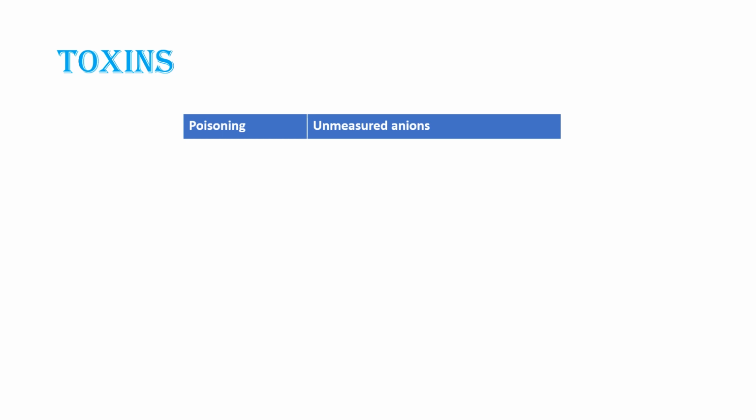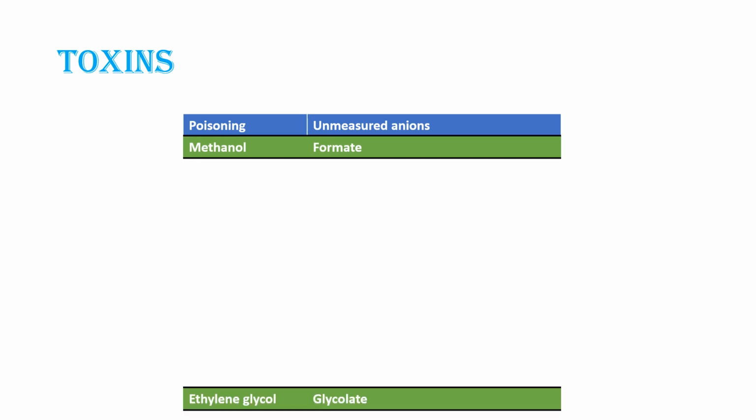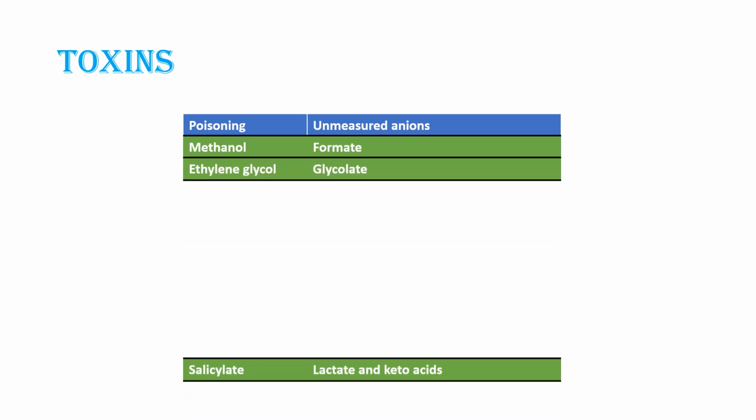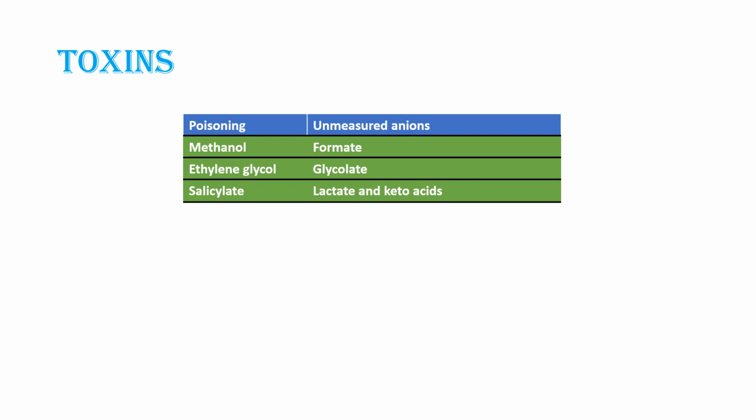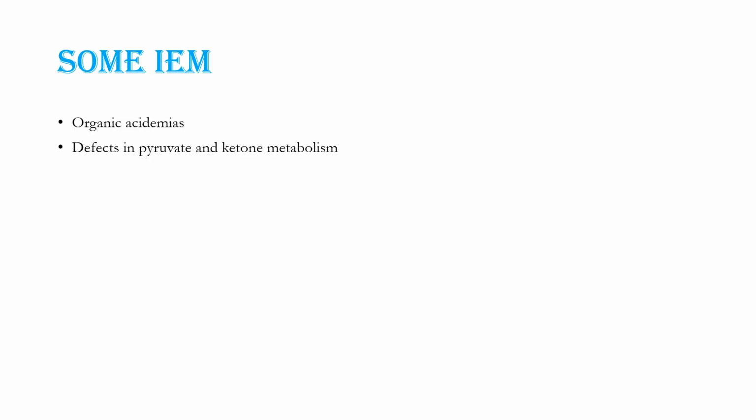Some kinds of poisoning also have unmeasured anions which lead to increased anion gap metabolic acidosis. For example, in methanol poisoning, formate is there, in ethylene glycol poisoning, glycolate is there, and in salicylate poisoning, lactate and keto acids are there. So in short, calculating the value of anion gap helps you to narrow down the differential diagnosis in patients with severe acidosis. Some patients of inborn errors of metabolism also have an increased anion gap metabolic acidosis, commonly seen in patients with organic acidemias and defects in pyruvate and ketone metabolism.